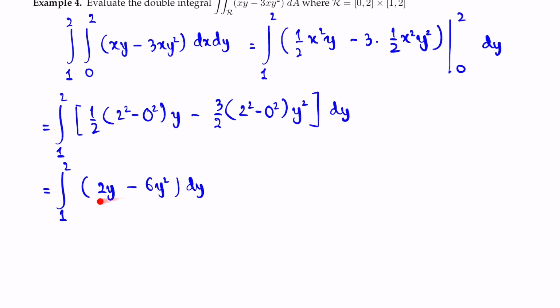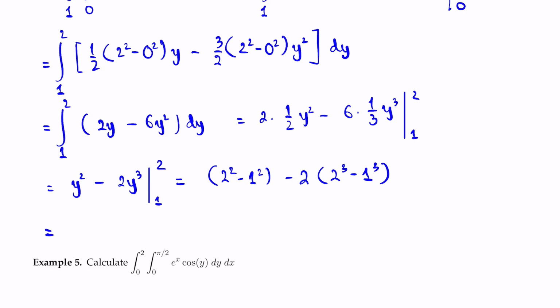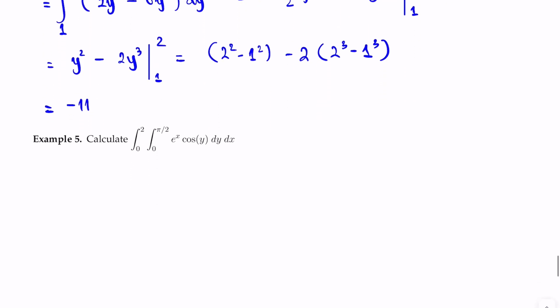So this is a function of y only, and we're going to integrate this function with respect to y. So you get 2 times 1/2 y squared minus 6 times 1/3 y cubed, and we're going to evaluate this at 1 and 2. So simplifying the calculation, we get y squared minus 2 times y cubed, evaluated at 1 and 2, and you get (2 squared minus 1 squared) minus 2 times (2 cubed minus 1 cubed), and this is equal to negative 11. So again, the volume is always going to be positive. You get a negative value in this case because what we are calculating is the signed volume of the solid region. All right, so let's move on to the last example in this lecture.